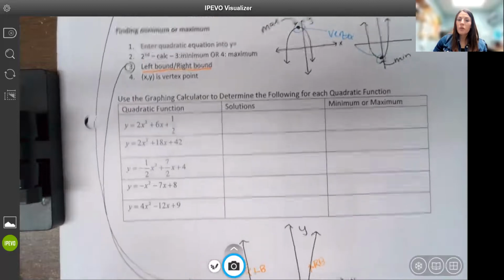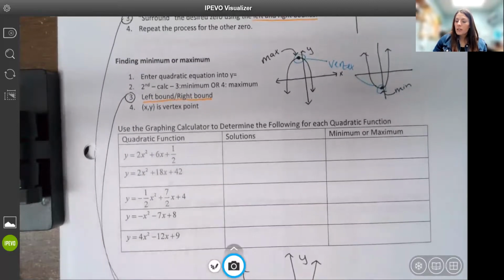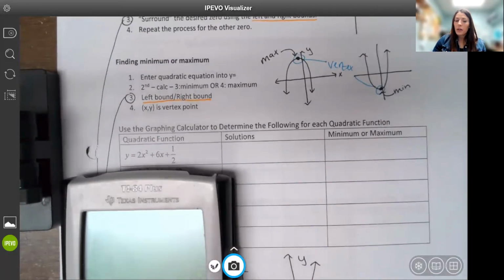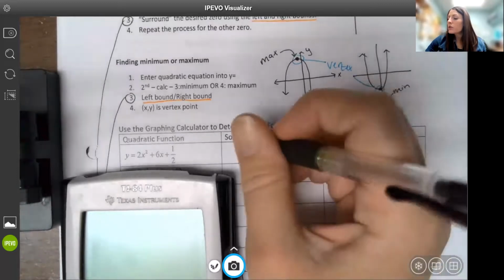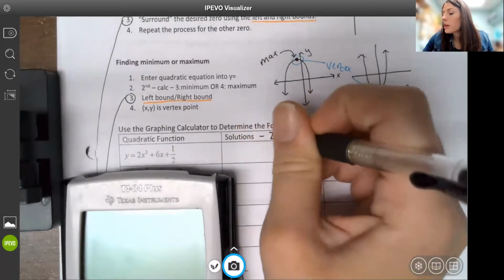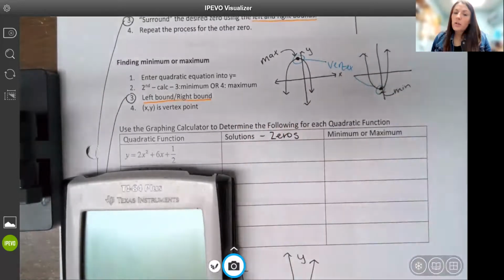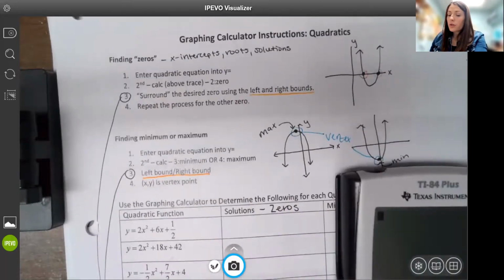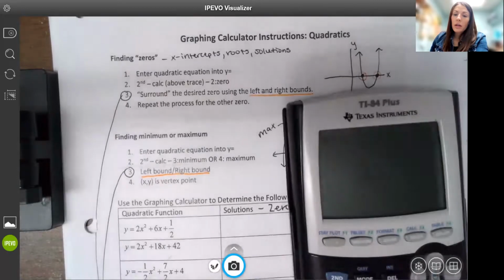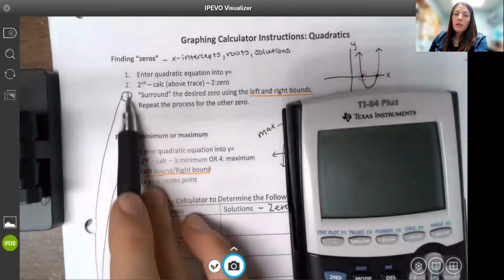So all I gave you was a table, and we're going to use our calculator here to find both the zeros and the minimum and maximum. So solutions or zeros of our graph. So let's just do the zeros first, okay? Start with this little step-by-step.